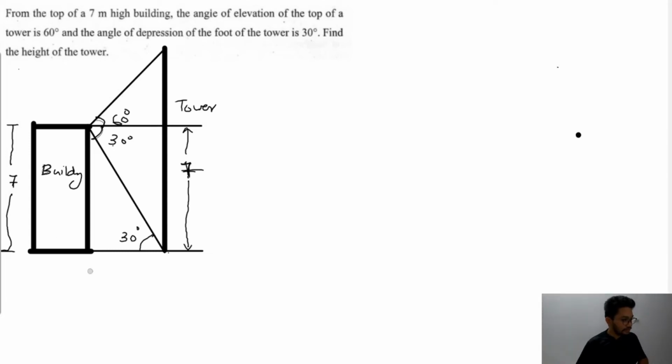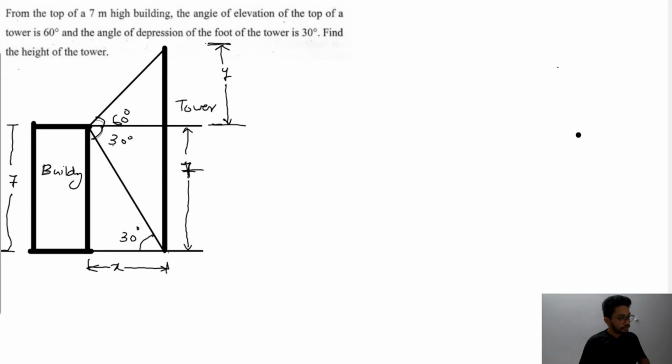Let's assume this distance is x. This x is the distance between these two buildings. And this height, which we need to find, let's assume is y. So right now we need to find just two parameters, x and y. We have changed the question into a figure, so we can use trigonometry to find the height.